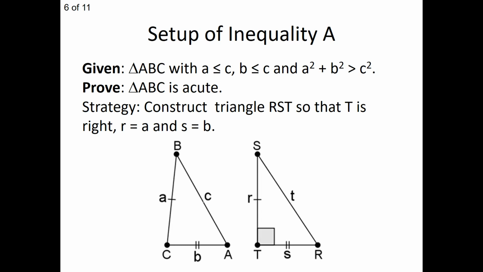So here's our setup. We're given triangle ABC with a being less than or equal to c and b being less than or equal to c. Again, letting c assumingly be the greatest value or equally the greatest value of our three sides.